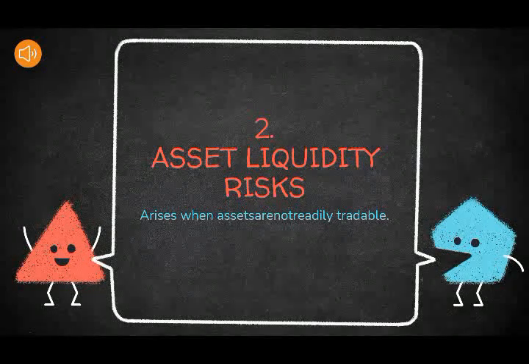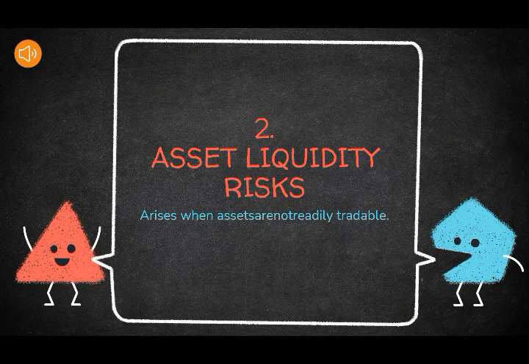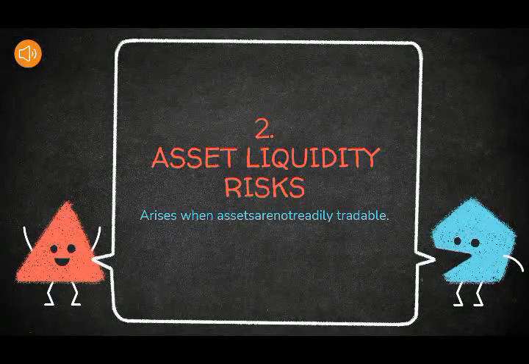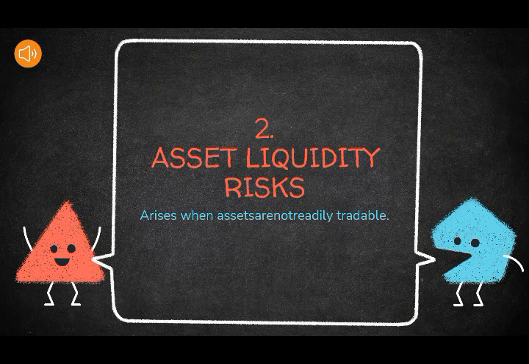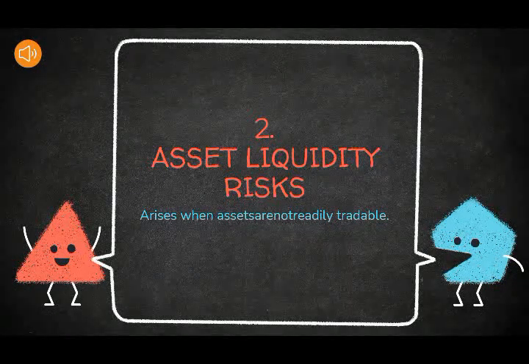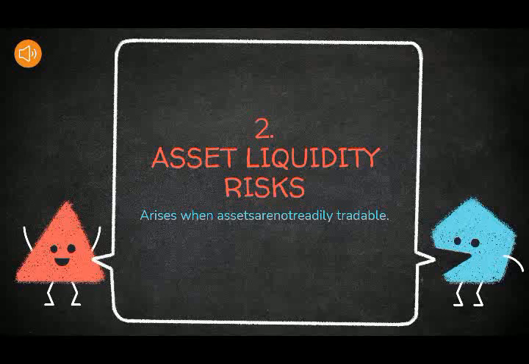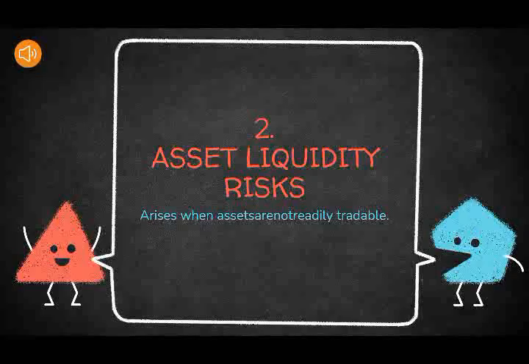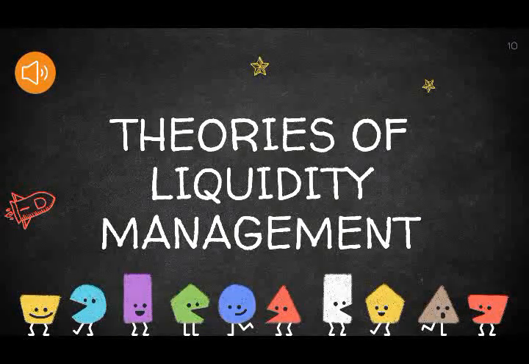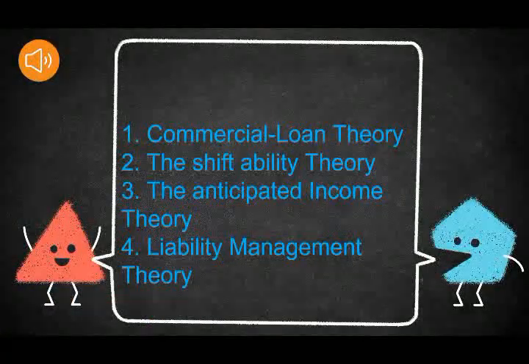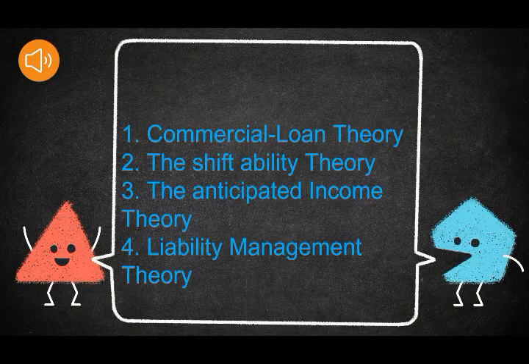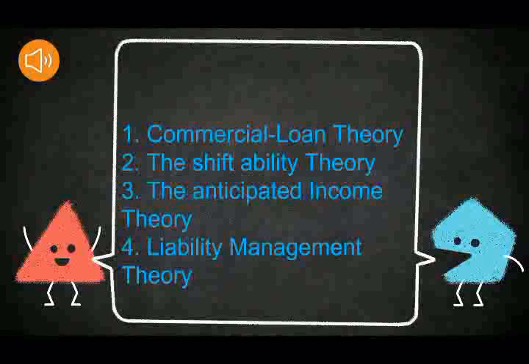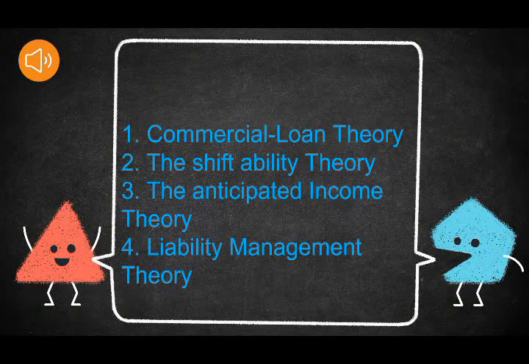It also arises when the maturity of assets exceeds those of liabilities. So asset liquidity risk is sometimes known as market liquidity risk, since the process relates to the market price that is assigned to and can be obtained by a portfolio of assets. There are theories in managing liquidity, and this also applies to solvency. These are the commercial loan theory, the shiftability theory, the anticipated income theory, and the liability management theory.